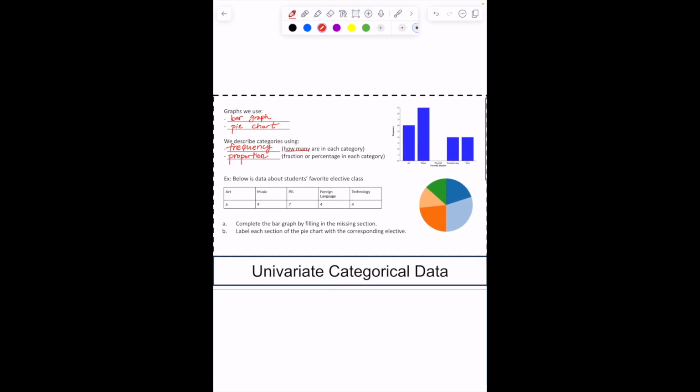Okay, so here we have a little example problem for you to try. Here we have some data about the favorite elective class of students, and you have two tasks. Your first is to complete the bar graph by filling in the missing section. The second is to label each section of the pie chart with the corresponding elective. So you're going to label this pie chart.